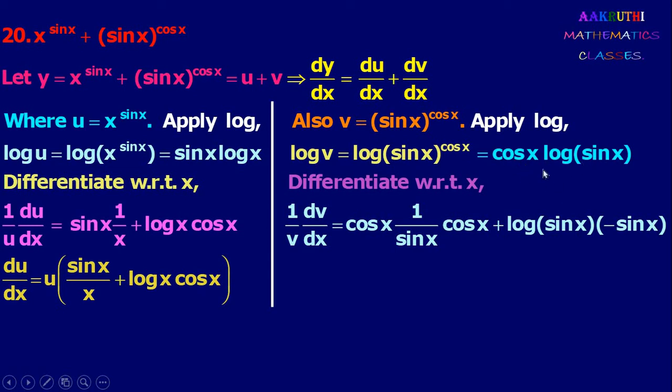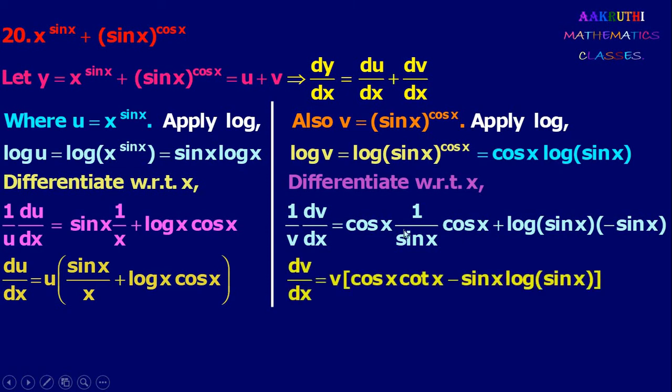Cos x is first function, log of sin x is second function. So writing cos x as it is, differentiate log of sin x, it is 1 by sin x. Again sin x differentiation is cos x. And again log of sin x as it is, cos x differentiation is minus sin x. Now take v to this side and simplify here. dv by dx is v into cos by sin, that is cot x. So cos x into cot x and plus into minus is minus here, log of sin x into sin x. So it is sin x into log of sin x.